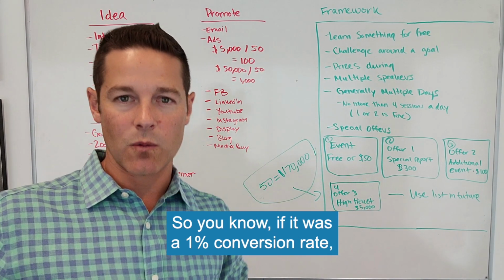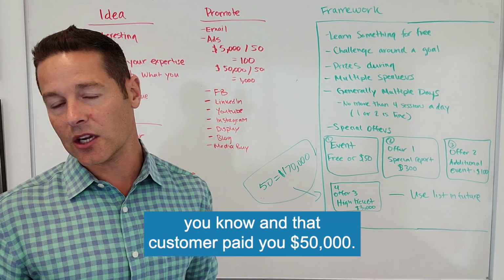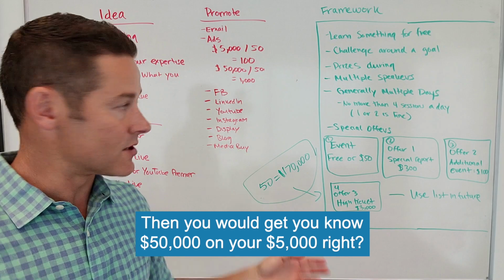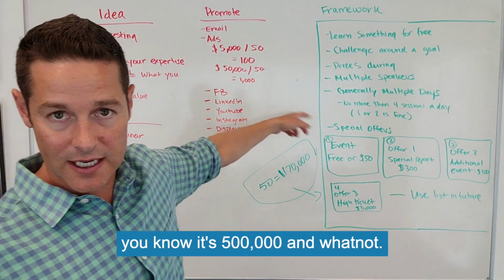So, if it was a 1% conversion rate, one person just became a straight customer, and that customer paid you $50,000, then you would get $50,000 on your $5,000, right? And then if you double that, it's $500,000 and whatnot.